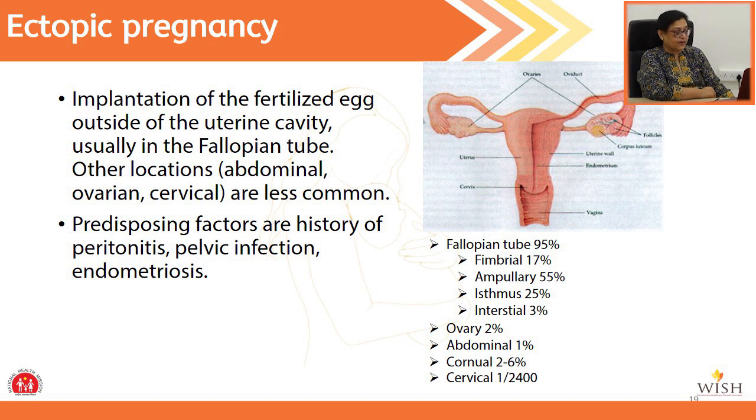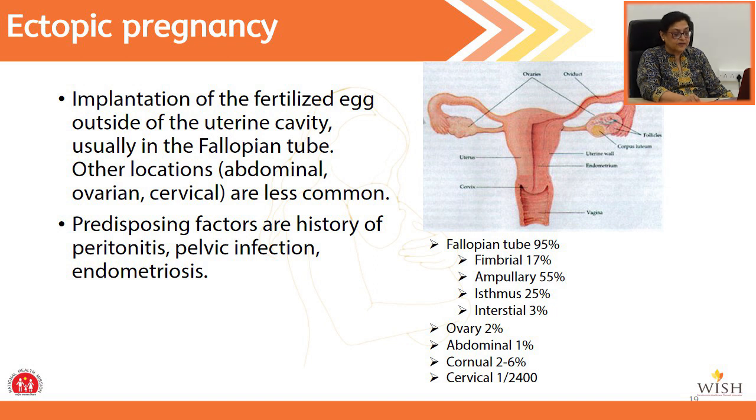Now what do we mean by ectopic pregnancy? It is the implantation of a fertilized egg outside of the uterine cavity. Now this is usually in the fallopian tube, because all of you know fallopian tube is where the fertilization occurs, and after fertilization the fertilized ovum or the blastocyst travels to the uterus. If some certain problems hinder the pathway of the fertilized ovum or the blastocyst, you may have an ectopic pregnancy. So ectopic pregnancies are common where there is a history of peritonitis or a history of pelvic infections or even sometimes endometriosis.